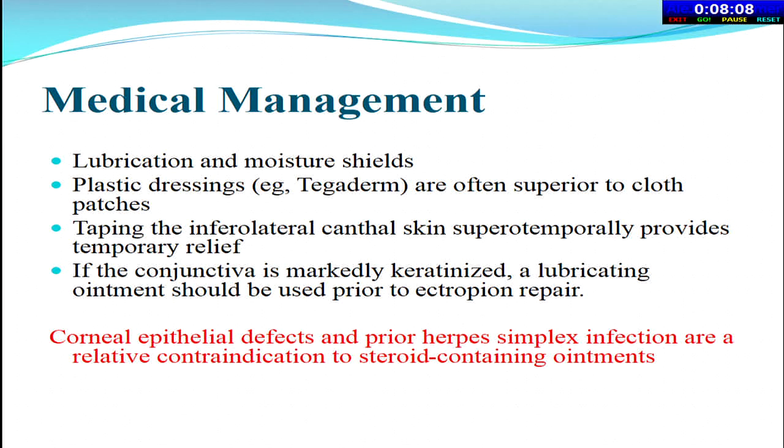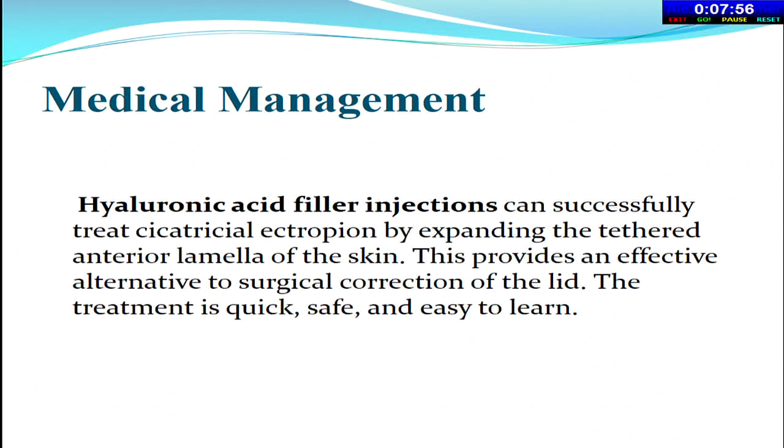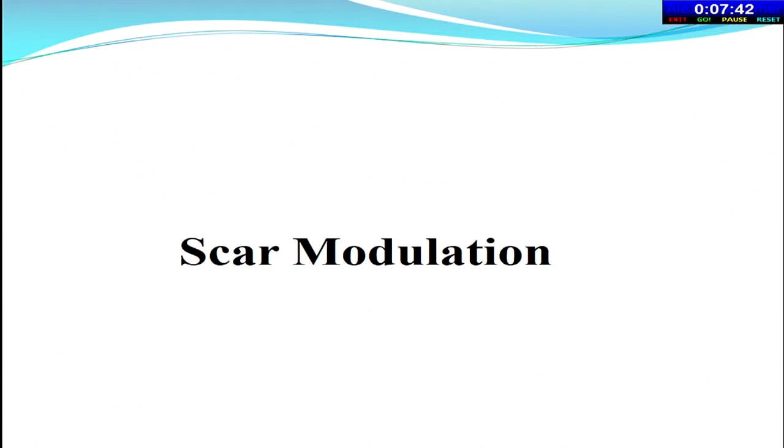If the conjunctiva is markedly keratinized, a lubricating ointment should be used prior to the ectropion repair. Corneal epithelial defects and prior herpes simplex infection are a relative contraindication to steroid-containing ointments. Hyaluronic acid filler injections are one alternative. They can be successfully used as they expand the tethered anterior lamella of the skin. This provides an effective alternative to surgical correction of the lid, and the treatment is quick, safe, and easy to learn. Coming to the main part, the scar modulation.